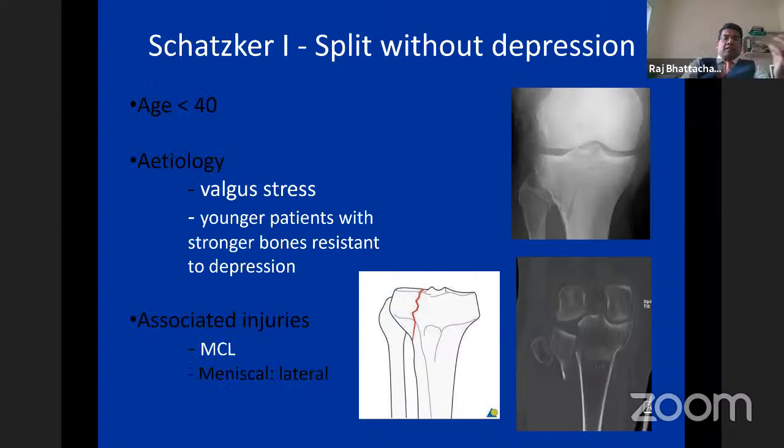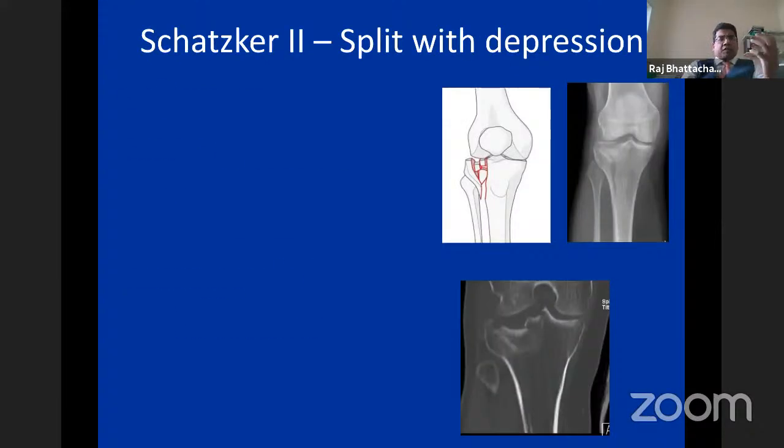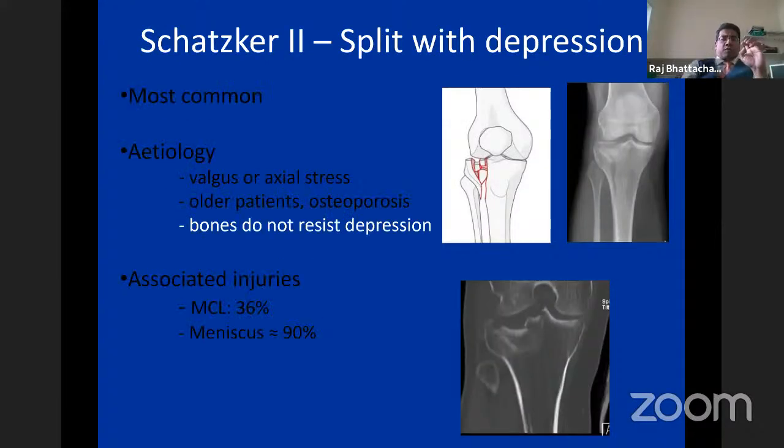The Shaska 1 is a valgus stress. It usually happens in younger patients who have stronger bones which resist depression, and that's why they crack. And Dr. Townsend mentioned, and I agree, that there can be a pseudo laxity, but because of the mechanism, you tend to sometimes have an MCL stress. And usually, once you've repaired and elevated the lateral compartment, it just heals by itself, but just be aware of it. In Shaska 2, the bones do not resist depression.